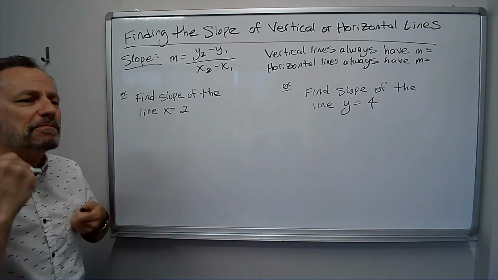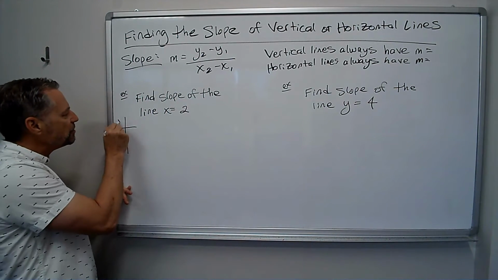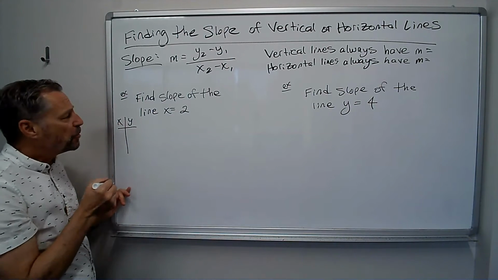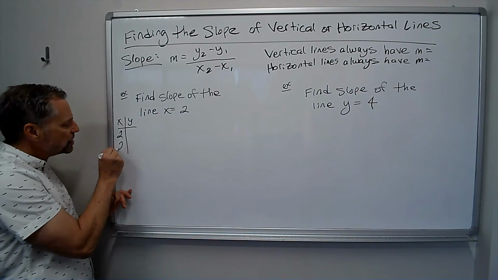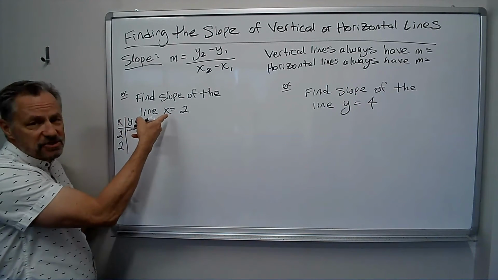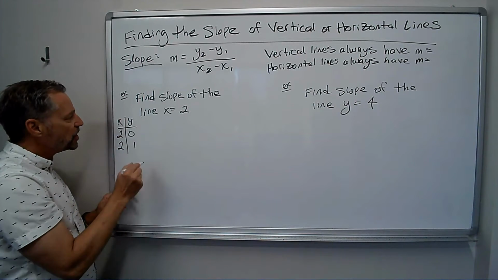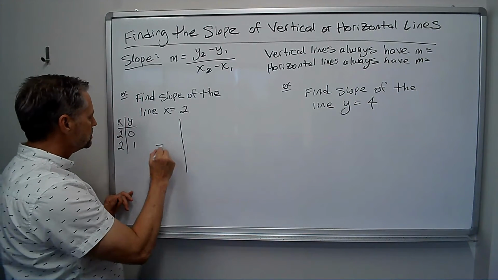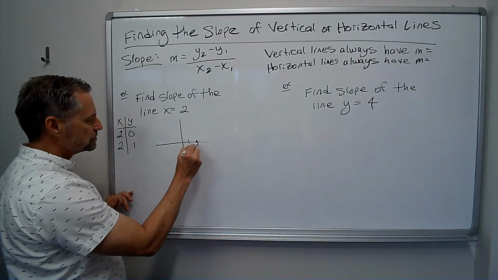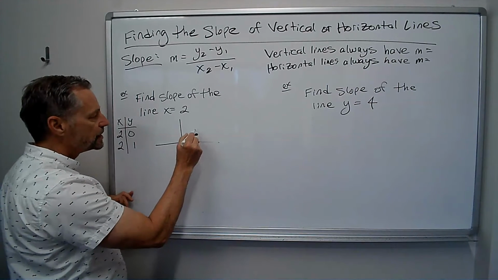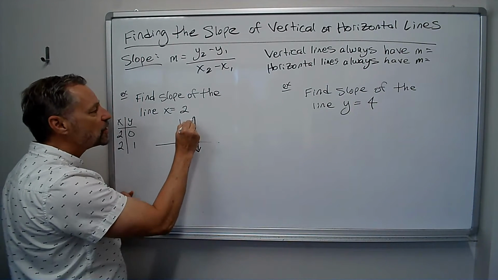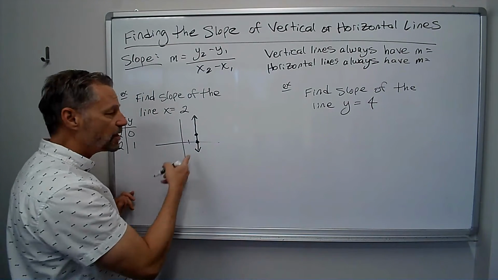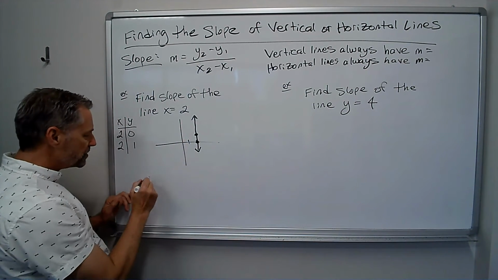Well, let's remember what that looks like. If I plot a couple points on this, x has to be 2. Y can be anything I want because there's no restriction on y, so maybe 0 and 1. So I've got (2, 0) and (2, 1). It's this graph, so I'm looking at a vertical line. All right, let's do the slope formula and see what happens.